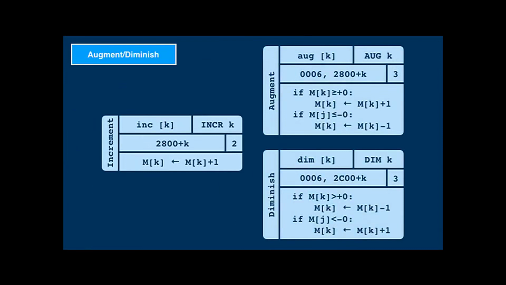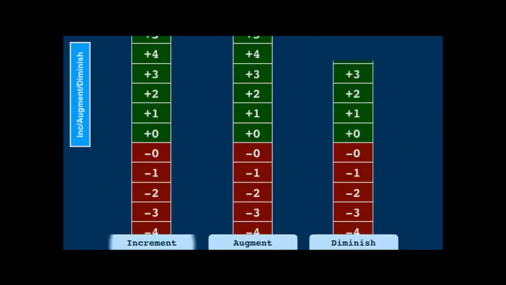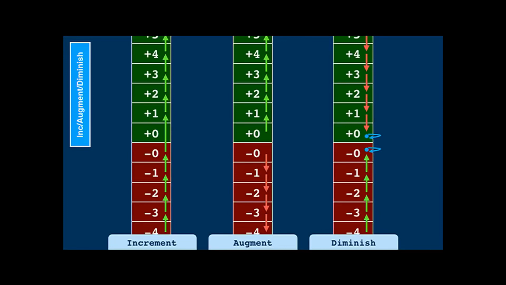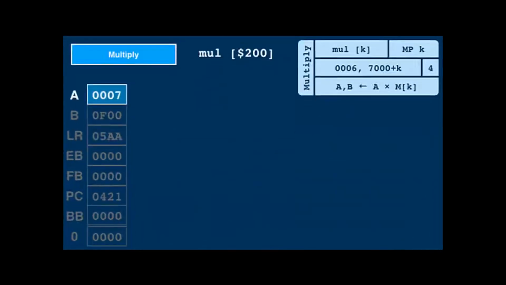Instead, there are two similar instructions, augment and diminish. The increment instruction adds 1 to the original value. The augment instruction adds 1 to all positive values and subtracts 1 from all negative values. It effectively increments the absolute value, retaining the sign. The diminish instruction decrements positive values and increments negative values.